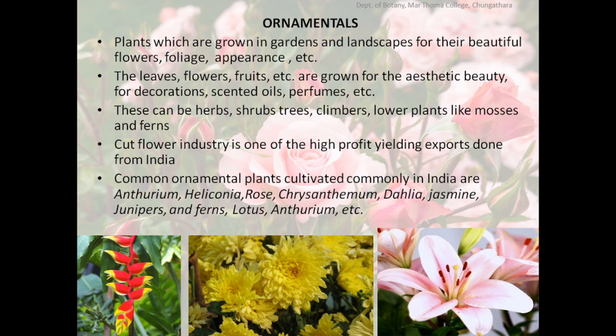Next group of plants is ornamentals. Plants are commonly grown for their beauty. So these ornamental plants are normally grown in gardens and landscapes for their beautiful flowers, foliage, appearance, etc. Leaves, flowers, fruits are grown for the aesthetic beauty, used for decorations, and for producing various products like scented oils, perfumes, etc. Ornamental plants can be herbs, shrubs, trees, climbers, or smaller plants like mosses and ferns.